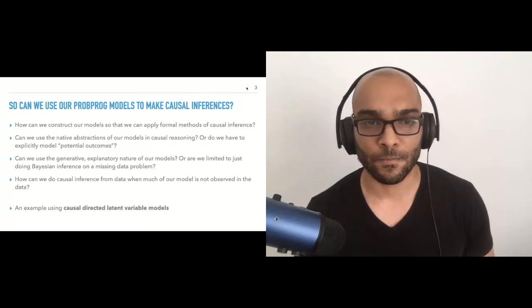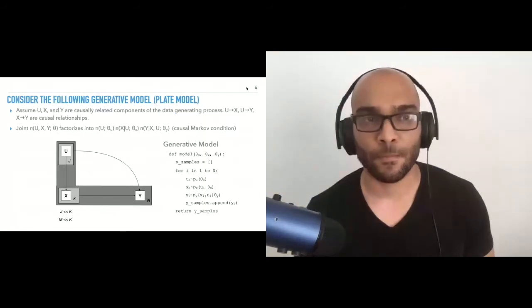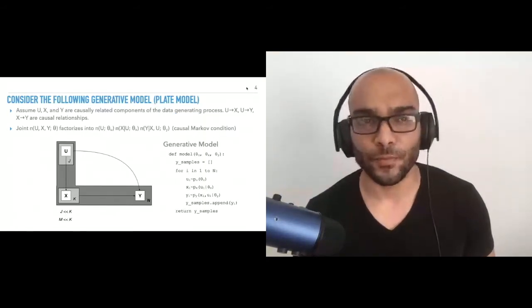Here, I illustrate how we can do some of these things using a simple example of a causal-directed latent variable model. Suppose we have the following plate model representation of a data generating process. We generate n IID points of the variables u, x, and y. We describe generation of endpoints of data using the following plate model representation.